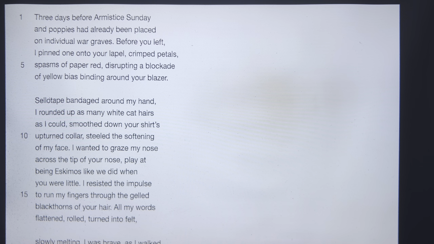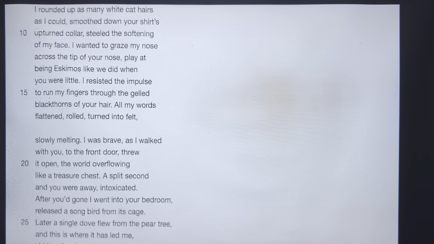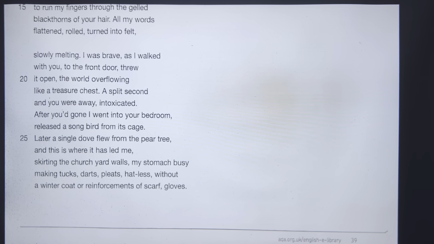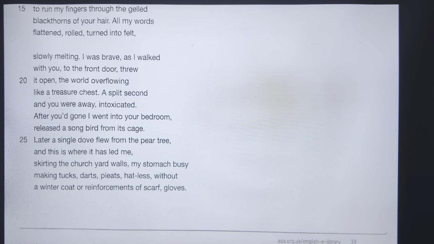I want you to graze my nose across the tip of your nose, play at being Eskimos like we did when you were little. I resisted the impulse, run my fingers through the gel black thorns of your hair. All my words flattened, rolled, turned into felt. Slowly melting, I was brave as I walked with you to the front door. Threw it open, the world overflowing like a treasure chest. A split second and you were away, intoxicated.